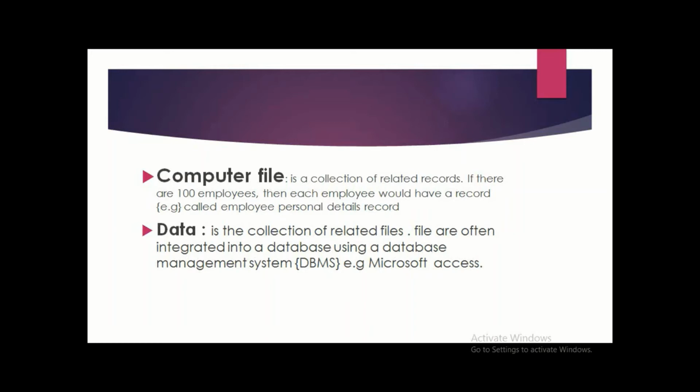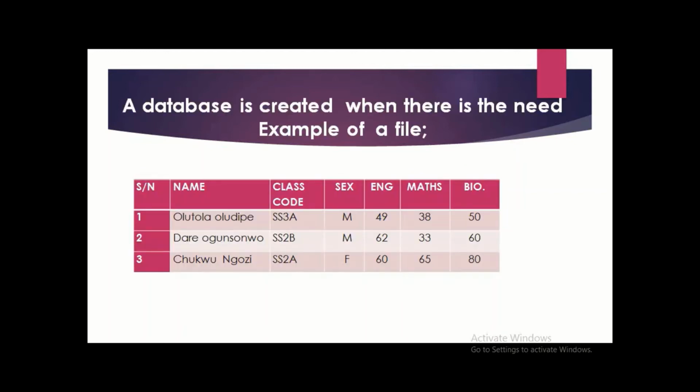And why the computer file? Let me go back to the computer file. The computer file is a collection of related records. If there are 100 employees, then each employee would have a record, like an ID. Like my name, Odolami OE, I have a registration number 122444. That's one example. I have a personal record, home address, date of birth, and so on.